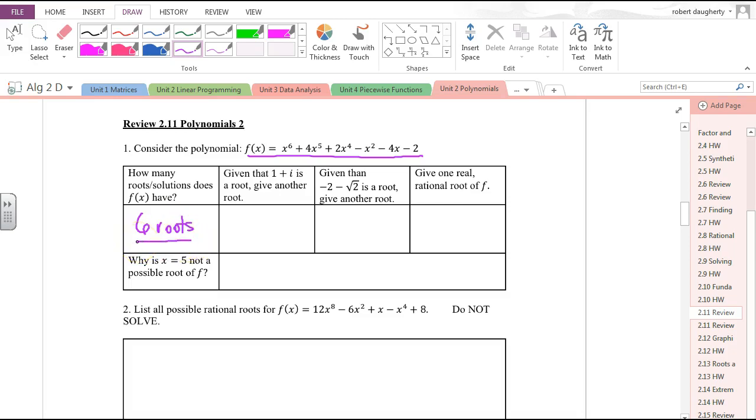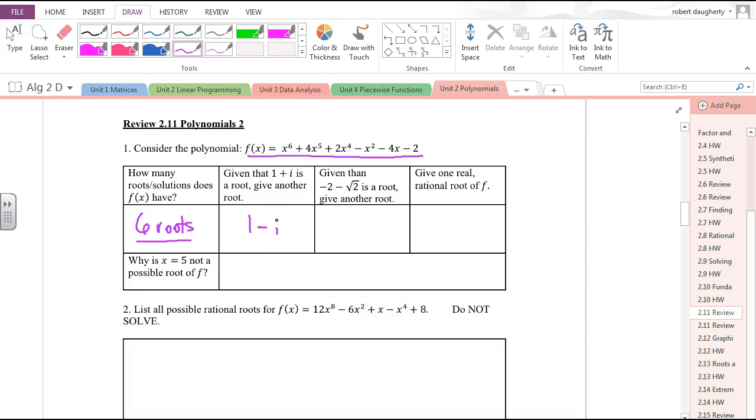Given that 1 plus i is a root, give another root. 1 plus i is a complex number. We have a theorem about complex conjugates. If 1 plus i is a root, and if the polynomial has all real coefficients, then 1 minus i also has to be a root.